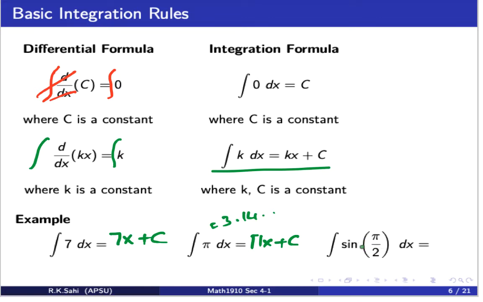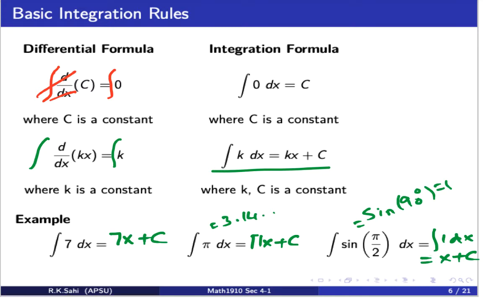Now we look at some trick. Sine of pi over 2. Remember, pi over 2 is what? 90 degrees. So sine 90 degrees, we all know, is 1. So the integral of sine pi over 2 dx is nothing but the integral of 1 dx. And what is 1 dx, guys? 1 is a constant. So it's simply x plus c.